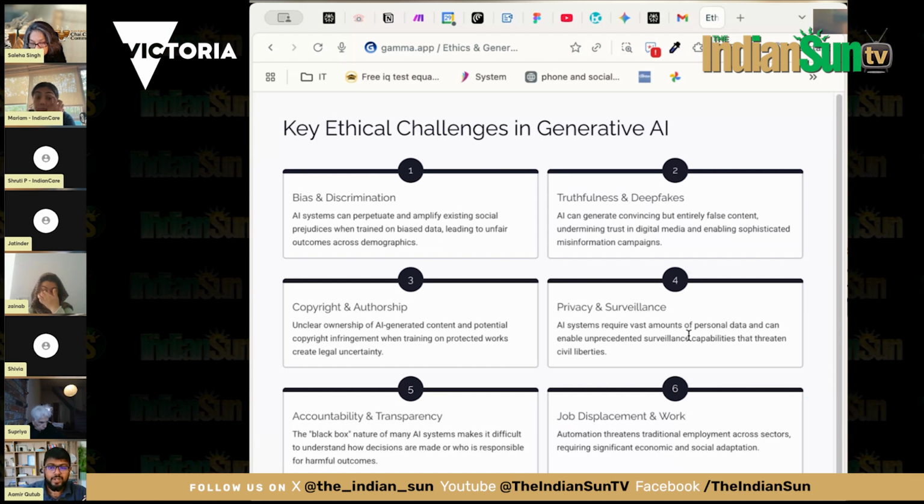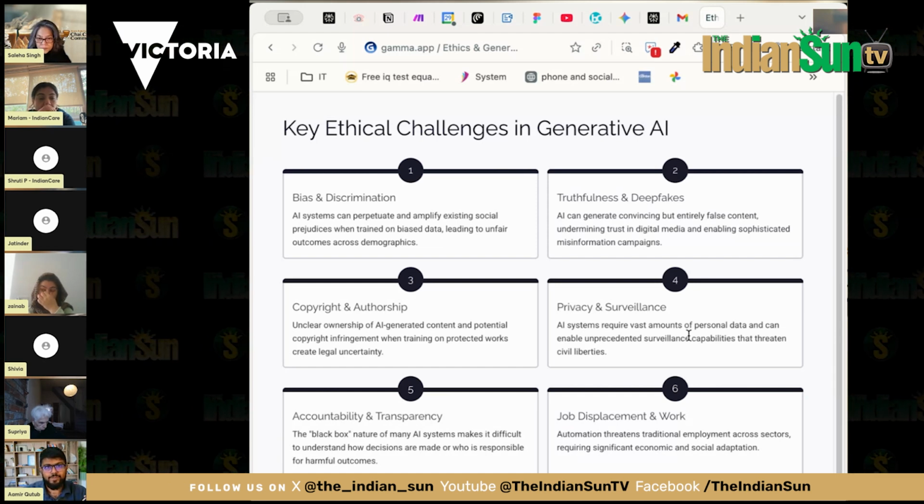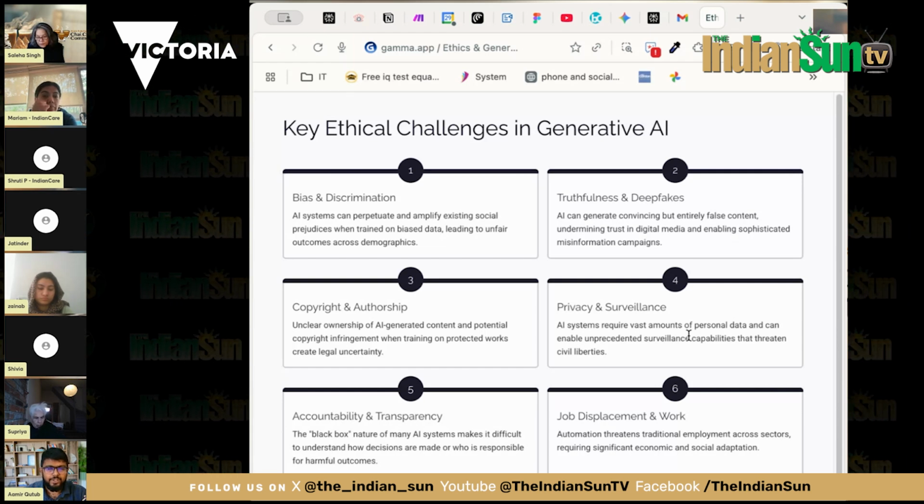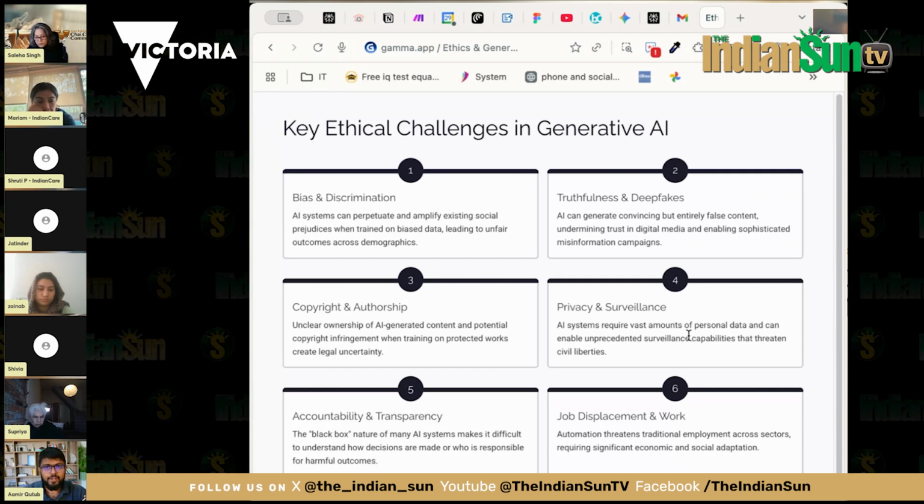The next big one is around copyright and authorship. Anything that you put on the internet domain at the moment can be scraped by AI.